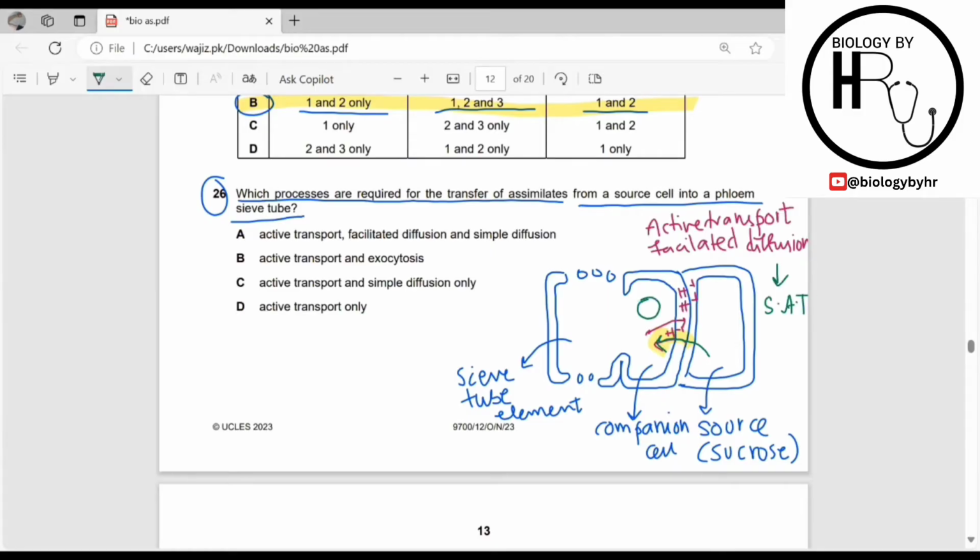As the sucrose concentration inside the companion cell increases, the sucrose will diffuse from the companion cell to the sieve tube element via the plasmodesmata. So what is happening here? Active transport is the process that is happening here. Facilitated diffusion is the process that is happening here, and simple diffusion is the process that is happening here. So option A will be our correct answer.